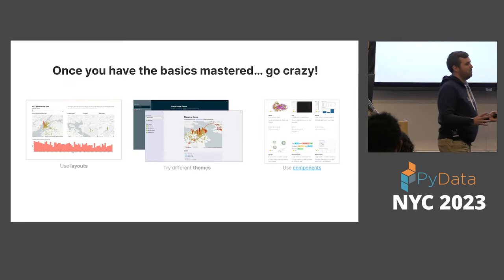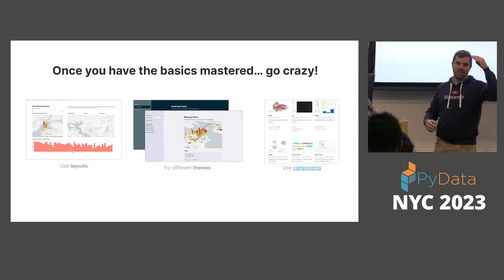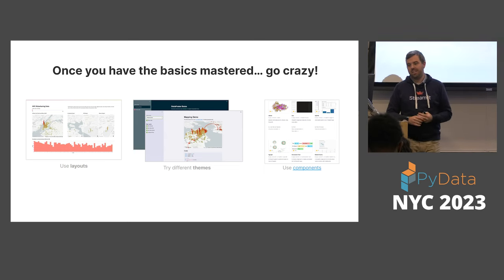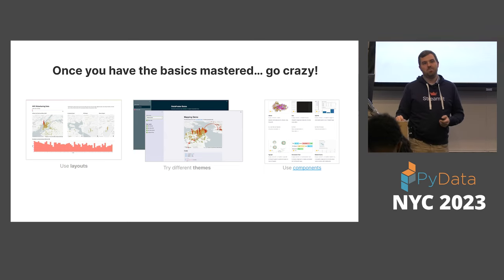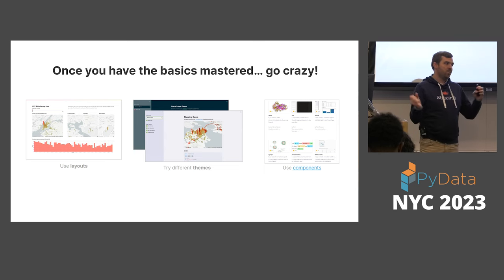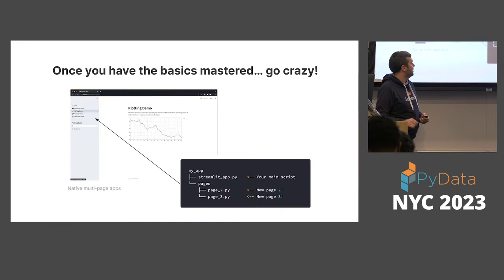There's all kinds of more detailed things, like you can control the layout. Oftentimes you would just make a simple app that's just top to bottom, but sometimes you want to split things up between different columns, for example, or you want to have even multiple pages for your app, so you can have a sidebar where you select different pages. And there's all kinds of third-party components that I'll talk about in just a minute.